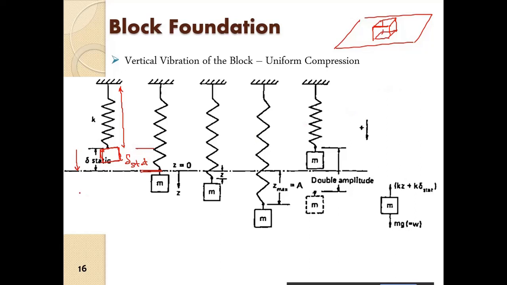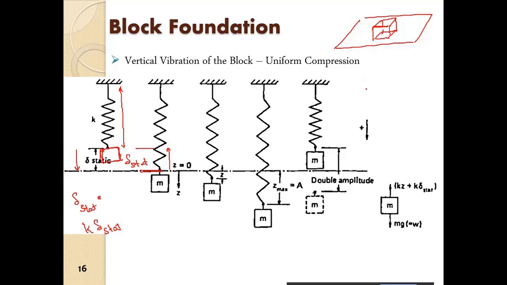Okay, so we can define delta static is equal to K into delta static, so that is the force in the spring. When we extend the spring, there will be a force generated in the spring. So the spring will pull this mass upward. That will be equal to K into delta static, whatever is the displacement.